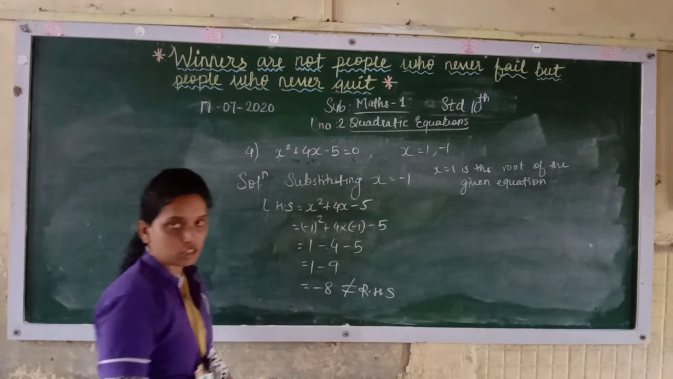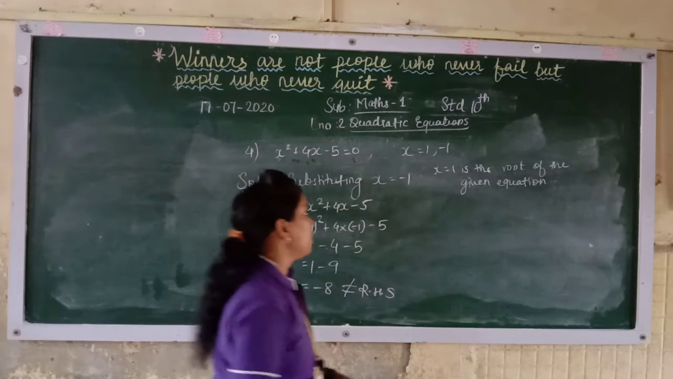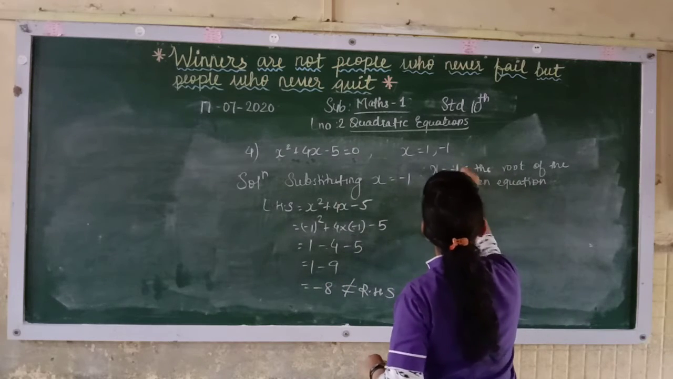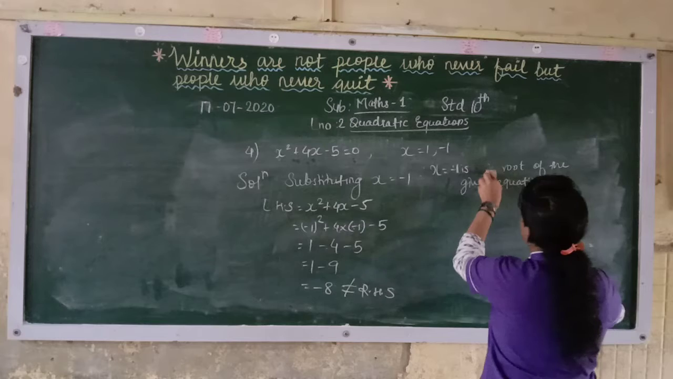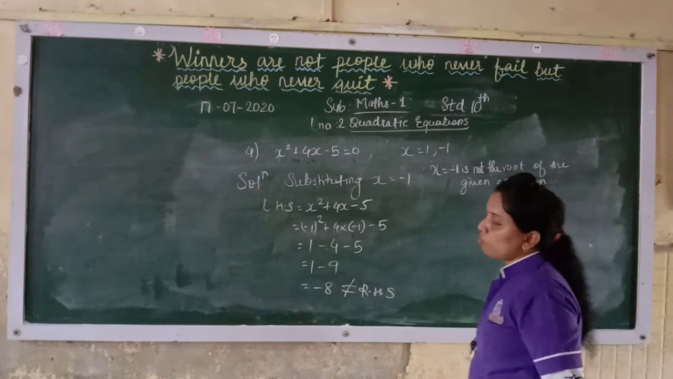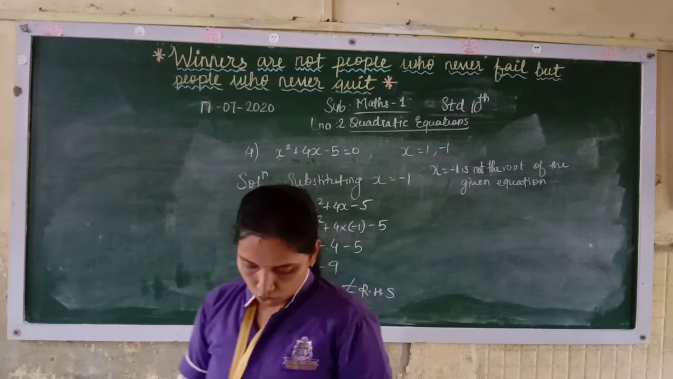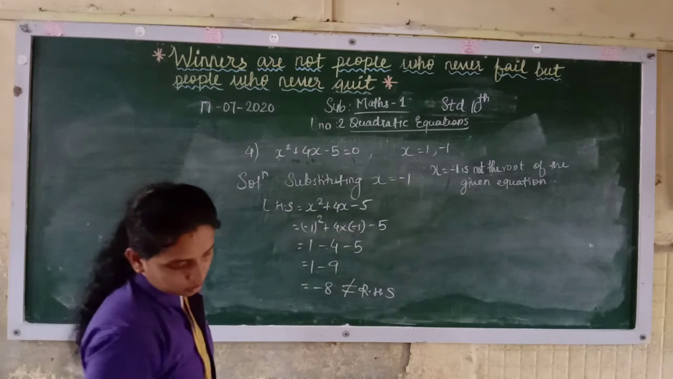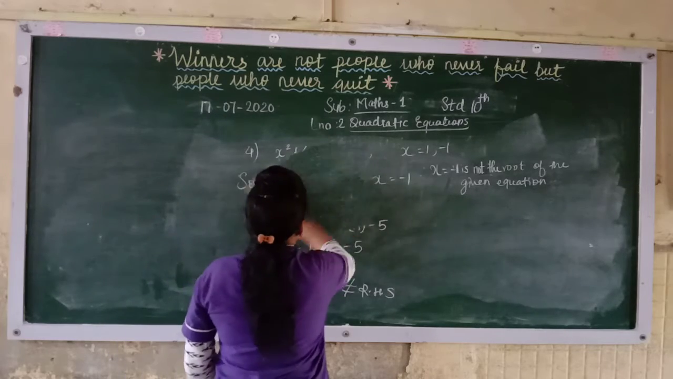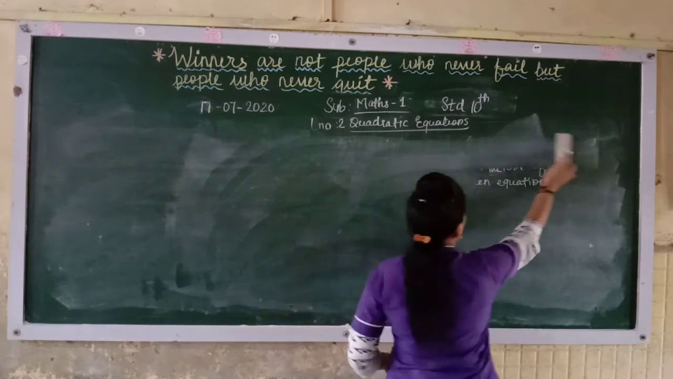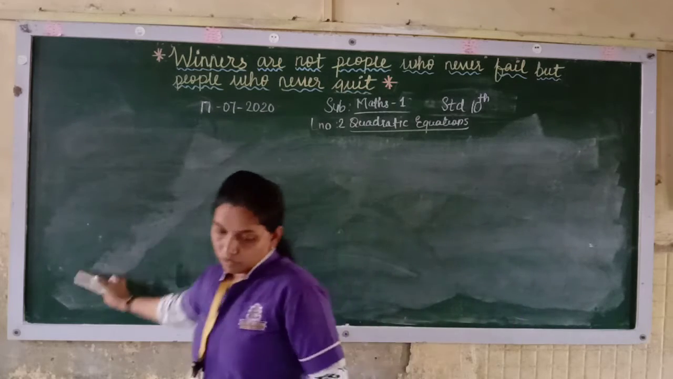Right hand side is 0. So here you will get x is equal to minus 1 is not the root of the equation. So this is how you can do the second one. You can do the second one for homework. Now we will do the fifth one.